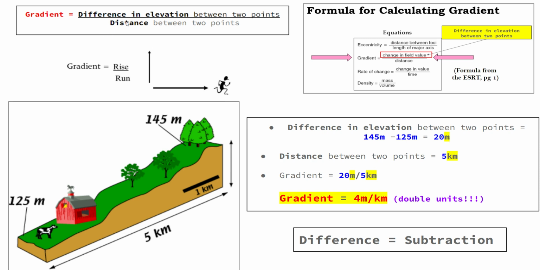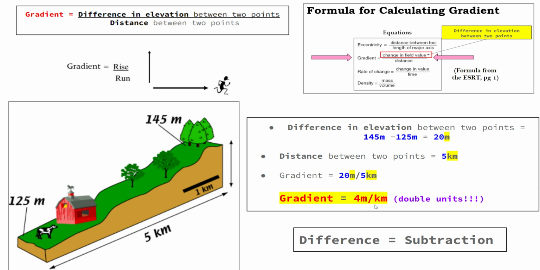Now I need to divide it by the distance between 2 points, and that's given to me. The distance between this area and this area is 5 kilometers, so the distance between 2 points is 5 kilometers. Now that I have the rise, difference in elevation, 145 minus 125, and the run, my distance, which is 5 kilometers, I can divide it. So 20 meters divided by 5 kilometers is my gradient. So my gradient ends up being 4 meters per kilometer.